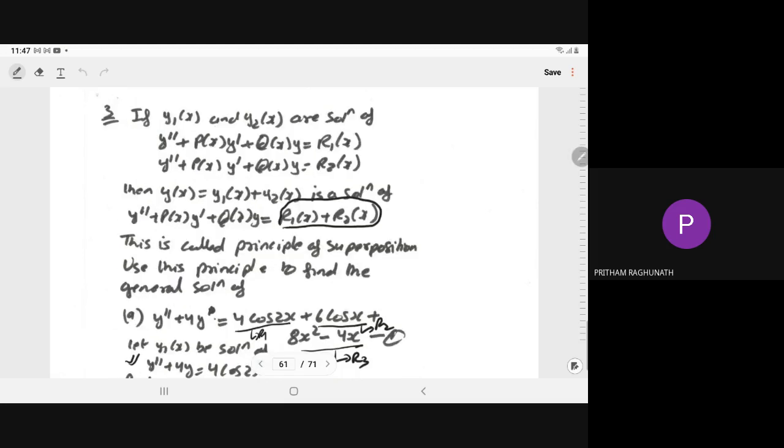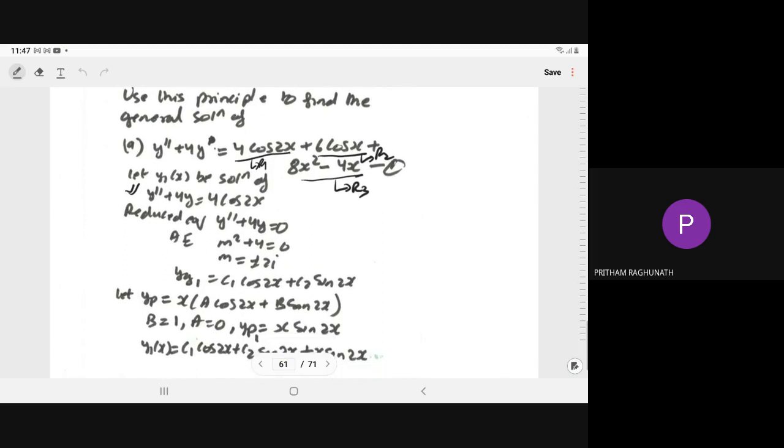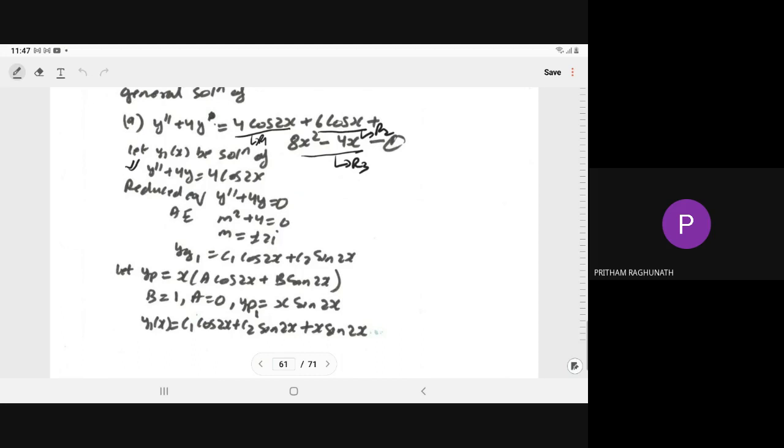If you solve these three equations independently, the reduced equation will be the same, y'' + 4y = 0. Auxiliary equation, m² + 4 = 0. So m = ±2i. So yg will come c1 cos 2x + c2 sin 2x. So corresponding to this, yp is what? A cos 2x plus b sin 2x.